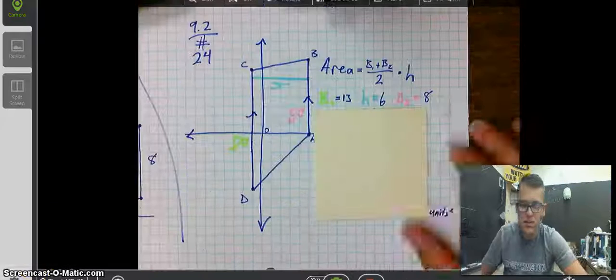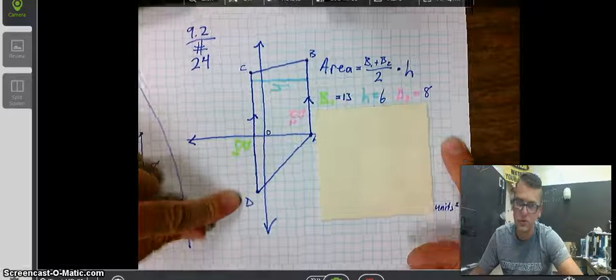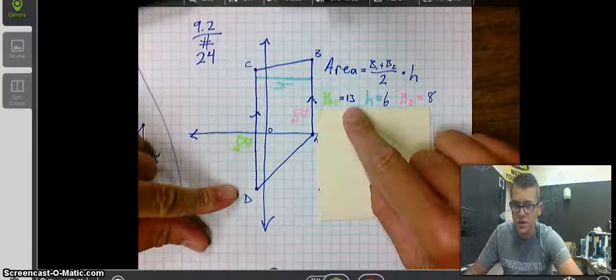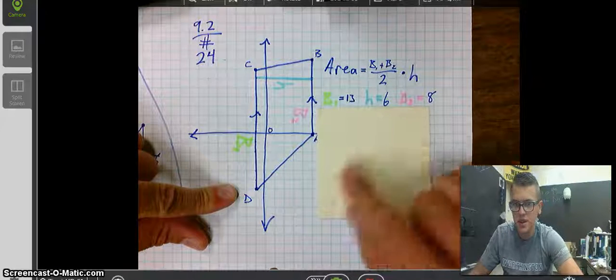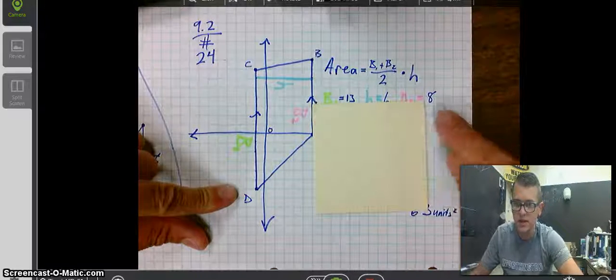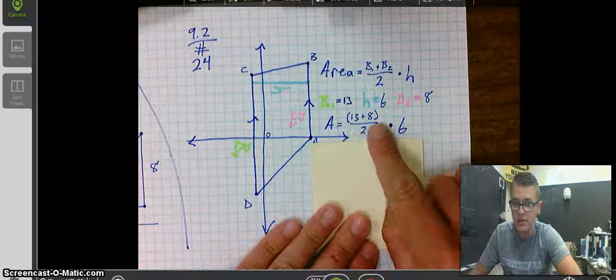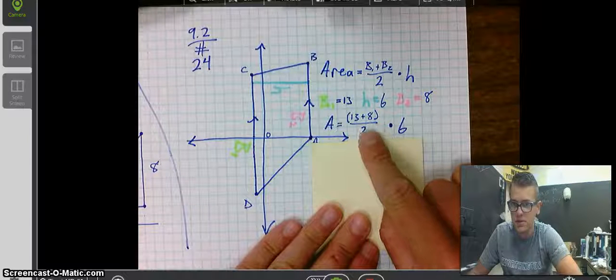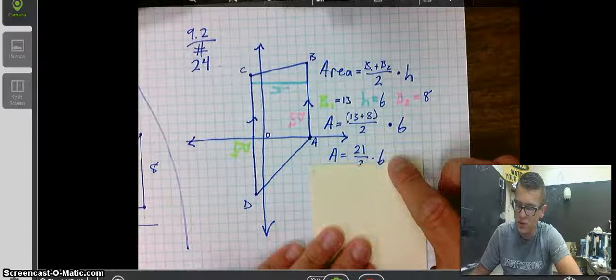Alright, so I found that this base, which was our bottom when we had this rotated, was 13. Our height, the distance between the bases, was 6, and our second base here is 8. So then I plug all that into our formula: to average my bases, I sum the two bases and then divide by 2. Then I multiply by the height, which is 6. So then I move on.